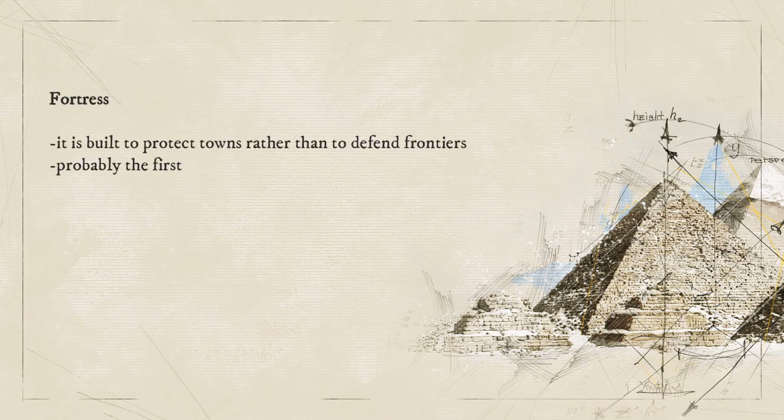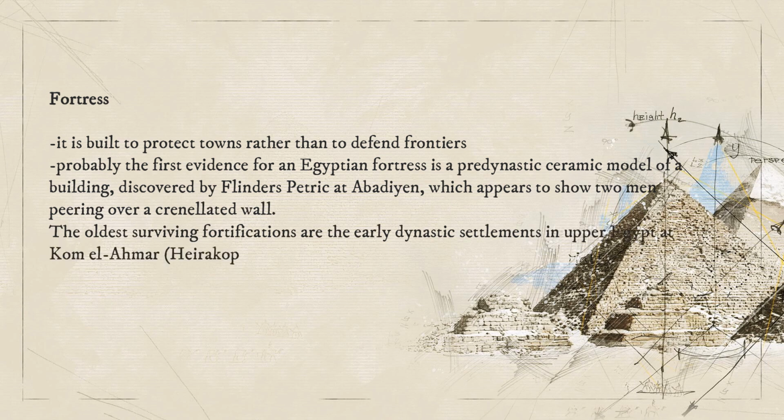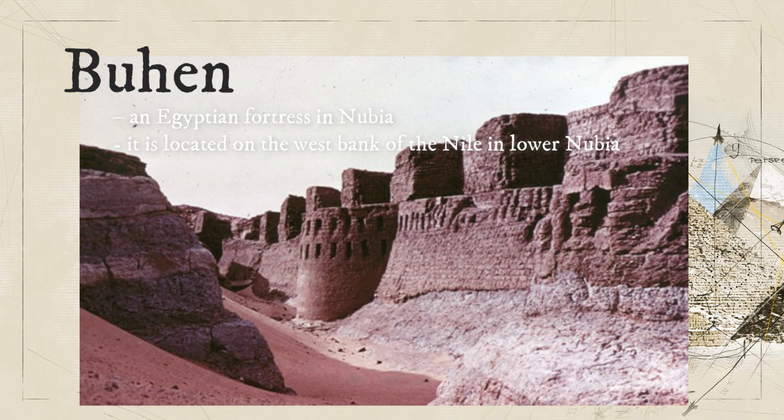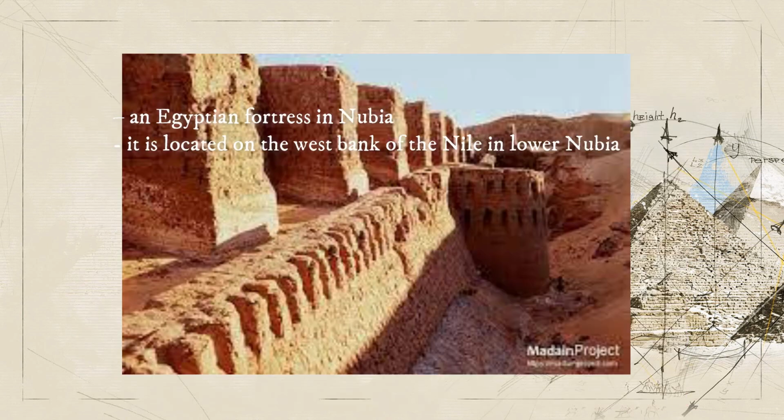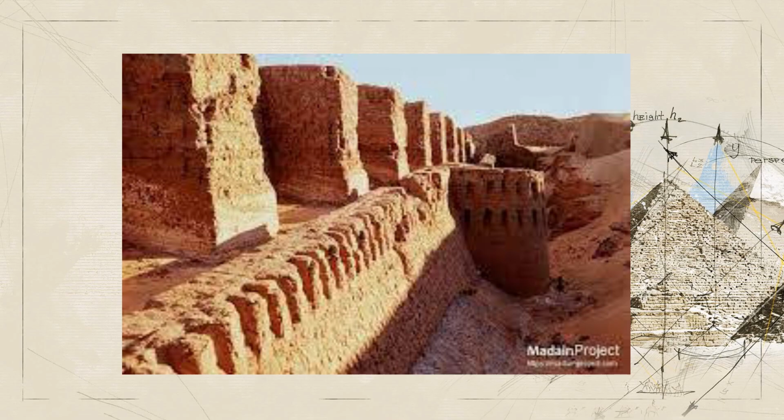Also, one of the architectural characters is the fortress. It was built to protect towns rather than to defend frontiers. Probably the first evidence of an Egyptian fortress is a predynastic ceramic model of a building, discovered by Flinders Petrie at Abadiya, which appears to show two men peering over a crenellated wall. The oldest surviving fortifications are the early dynastic settlements in Upper Egypt at Kom el Ahmar, Heracleopolis, and at El Kab. One of the fortresses is Buhen, an Egyptian fortress in Nubia. It is located on the west bank of the Nile in Lower Nubia.